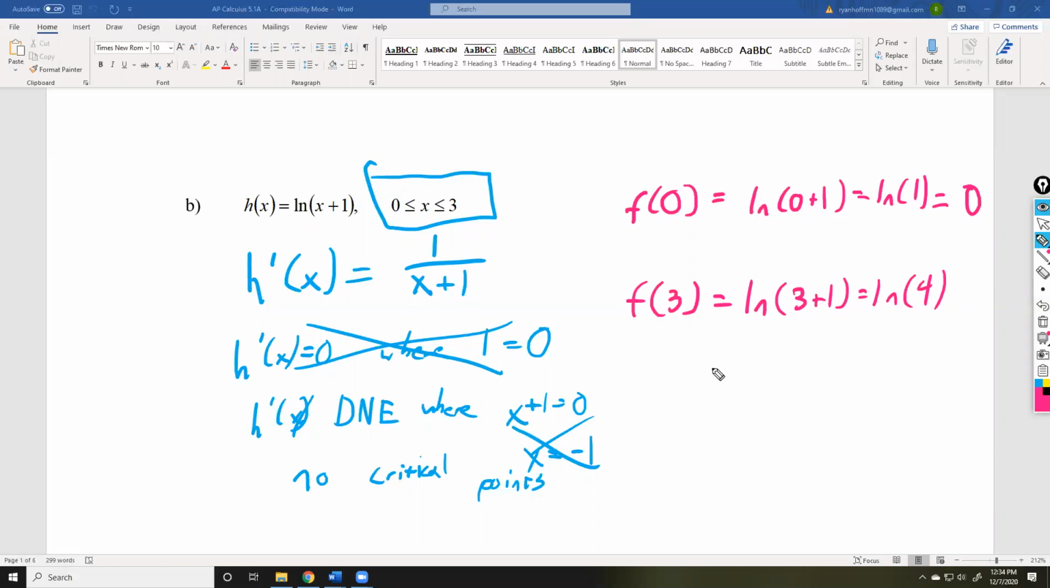So that means that our minimum is at 0, 0. The x coordinate is 0, and the y coordinate is 0. And our maximum is at 3, natural log of 4 was the y coordinate. And so (3, natural log of 4) is our absolute maximum.